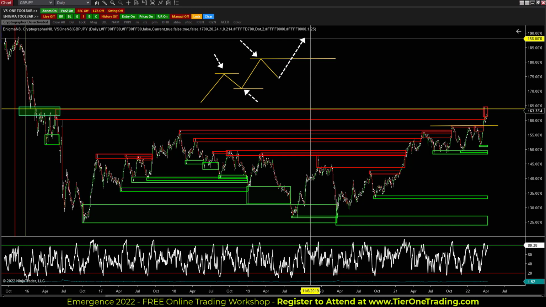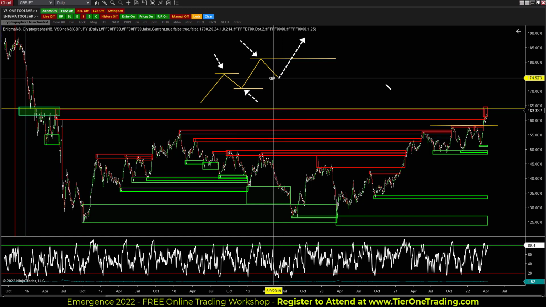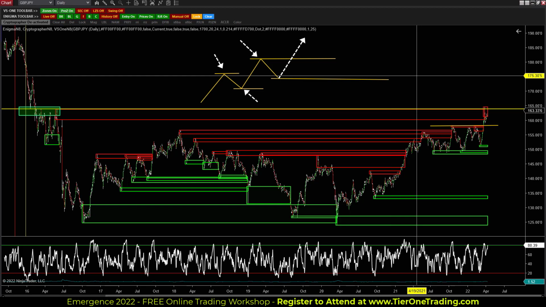And then as long as we don't violate our previous outside return, which would be this level now, we're still in that confirmed bullish move. We would get a pullback. Now, if you had to make a prediction on where that pullback is likely to come to, where would you say?